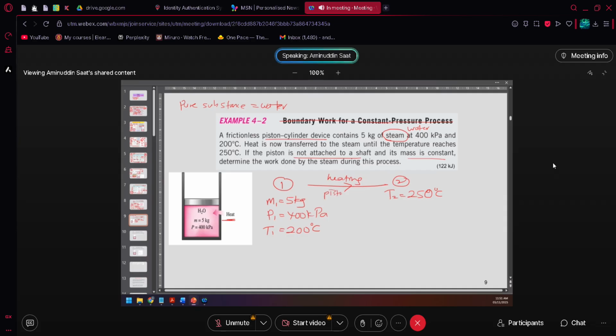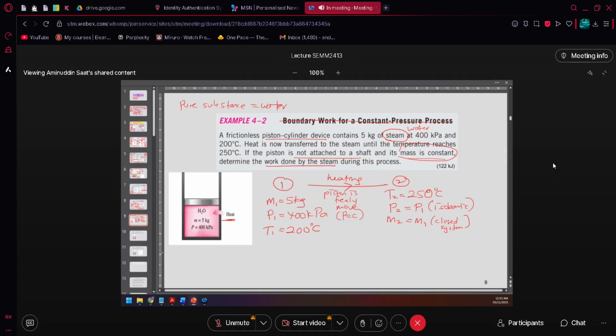The piston is freely moving. When the piston is freely moving, this is related to a process where the pressure is constant. In other words, P2 equals P1. Mass is also constant, so mass 2 equals mass 1, which is related to a closed system. As a closed system, the mass will be equal. Constant pressure is the isobaric process. Determine the work done by the steam.